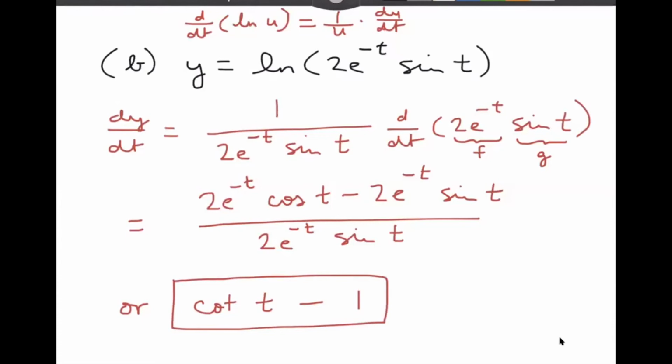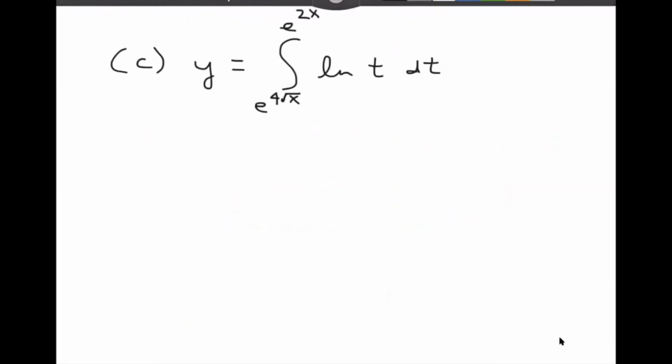All right. And then finally, I'm happy we get to do one of these. y equals the integral from e to the power 4 square root of x to e to the 2x of natural log t dt. So this is one of those integral functions. You had, I think, a couple of these in the Calc 1 review quiz. This is a function of x. So what we're looking for is dy/dx.